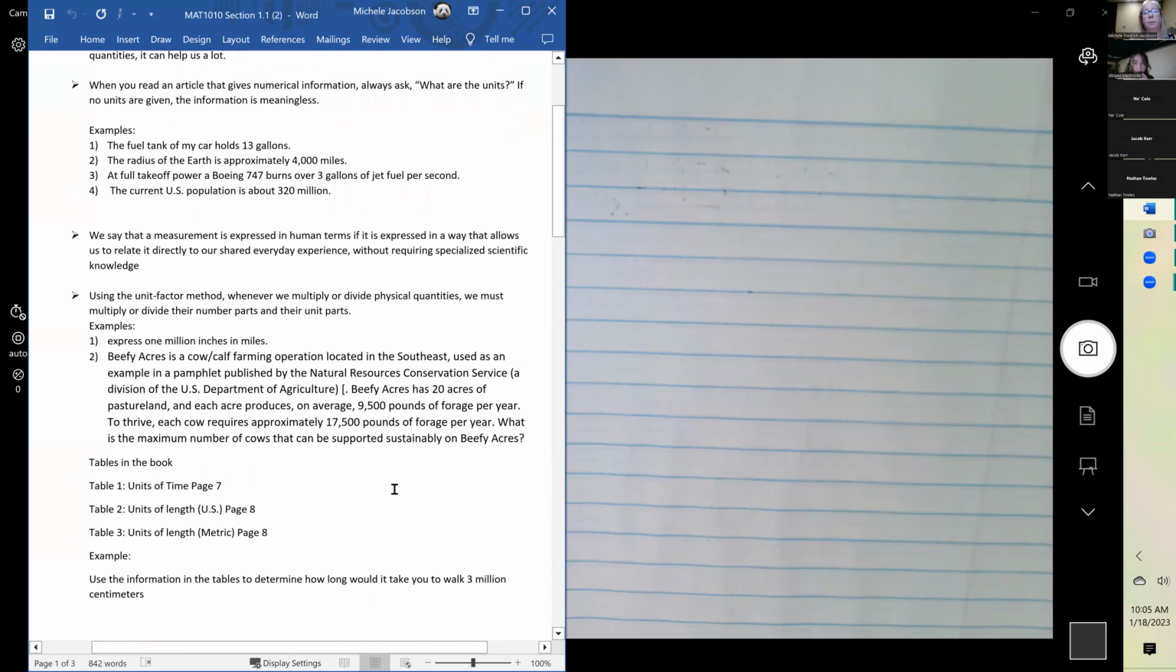When we need to convert units, and so for your humanizing project, you'll need to convert units, you can use a unit factor method. Whenever we multiply or divide physical quantities, we also multiply and divide their units. That way you're canceling units and you know that you're setting your problem up properly. So we'll do a couple. Express 1 million inches in miles.